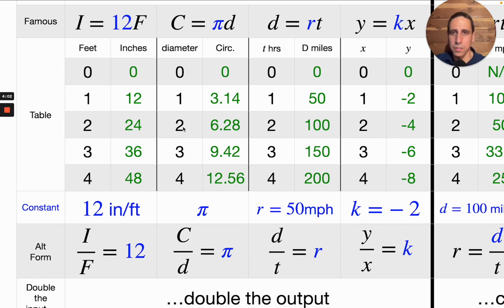And the whole doubling thing still works here as well. If you double 1, you get 2. And you double pi, you get 2 pi. You double 2 and you get 4. Double 6.28 and you get 12.56.